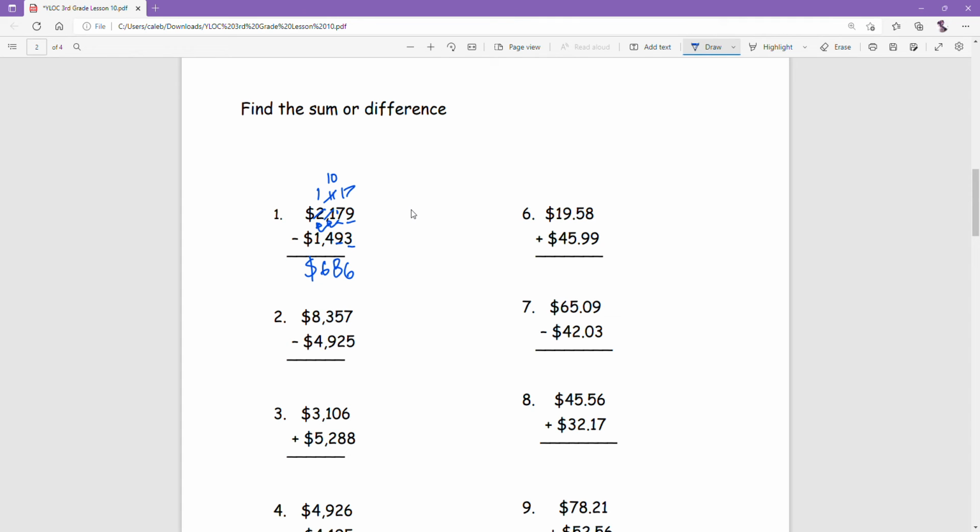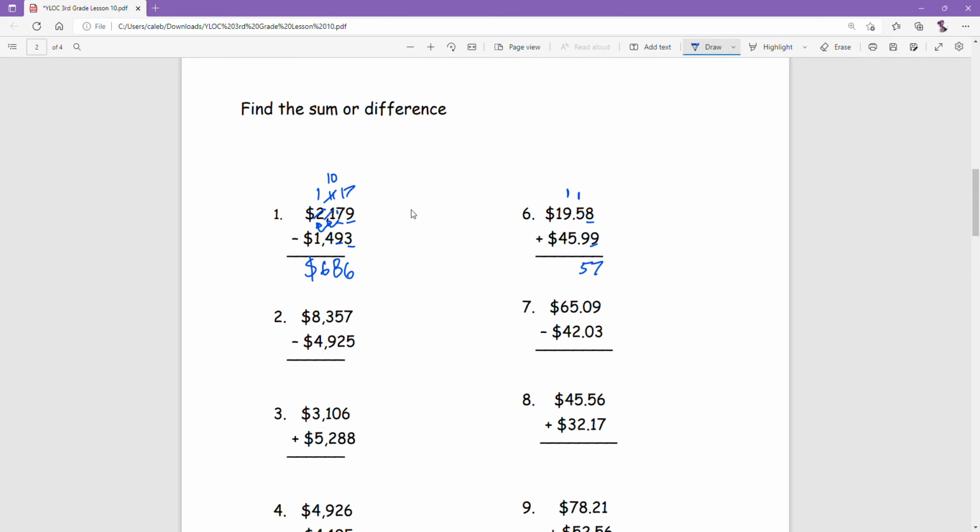Let's look at number 6 here. So we have $19.58 plus $45.99. So we're first going to start from the ones place. 8 plus 9, which is 17. So we're going to put the 7 here and the 1 on top. Now we have 1 plus 5 plus 9, which is 15. So we're going to put the 5 here and then the 1 on top.